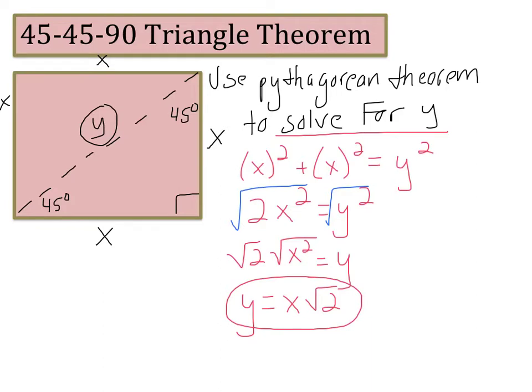So what this means is anytime that we have a 45, 45, 90 triangle, the legs are always going to be the same, and the hypotenuse is going to be the length of the leg times the square root of 2.